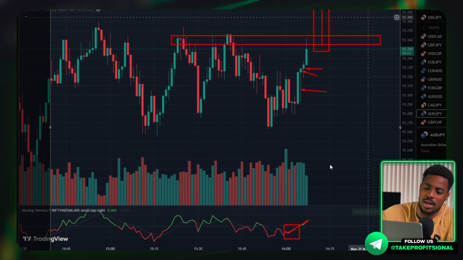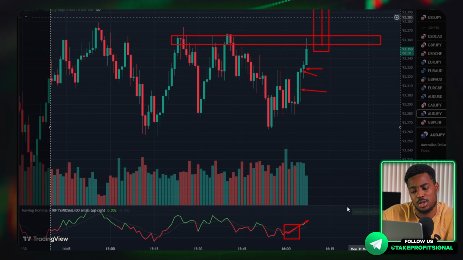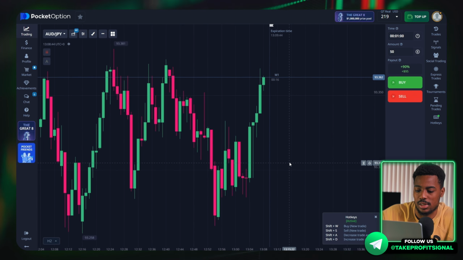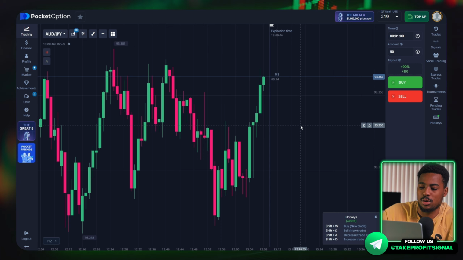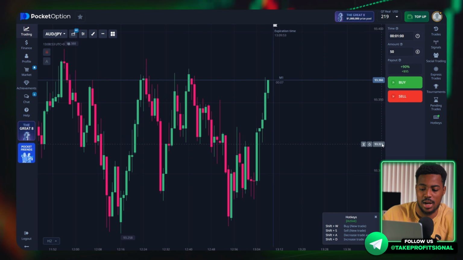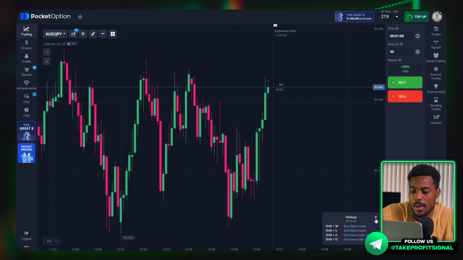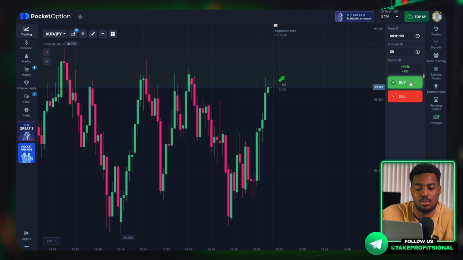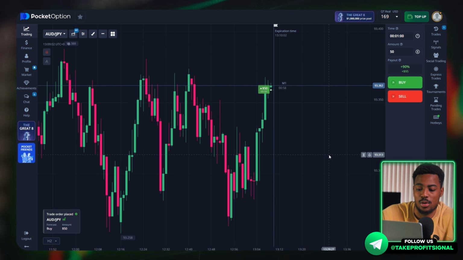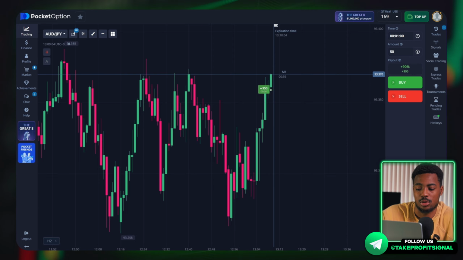But now let's go to the broker and open a trade. So I open the desired currency pair. I will use $50 for the trade. Everything has not changed here. So I'm waiting for the last candle to open, to open the trade as soon as possible. So the trade is open. Let's wait for the trade to close.